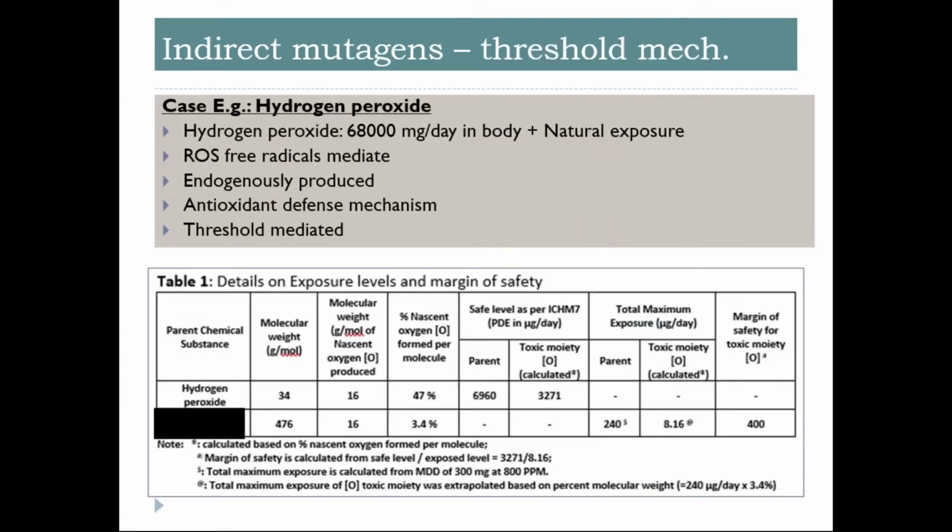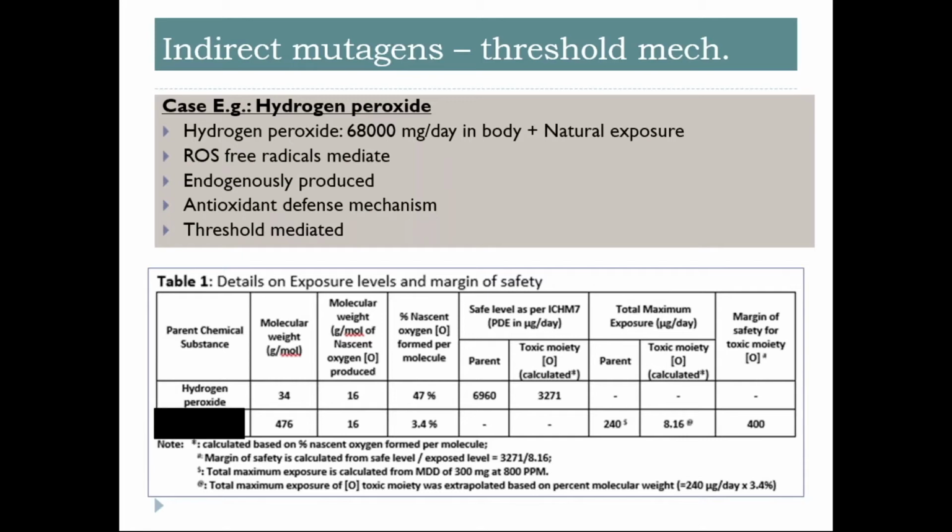So coming to the indirect mutagens, which have threshold mechanisms as well. This case example is hydrogen peroxide, which is a mutagenic compound. Hydrogen peroxide is also produced within the body, up to 68,000 mg per day, and it has a very short half-life and is exposed via food also. The toxic moiety of H2O2 is nascent oxygen, so it can also be called a reactive oxygen species.